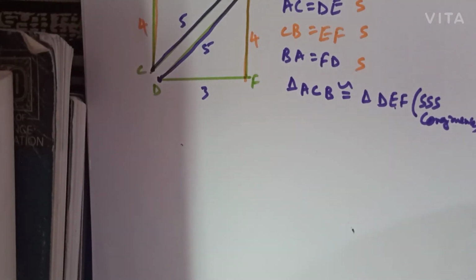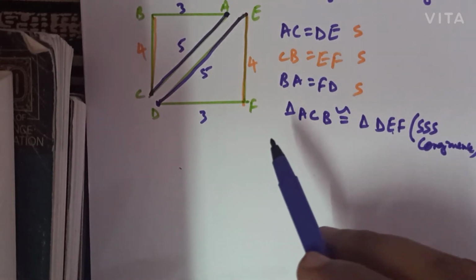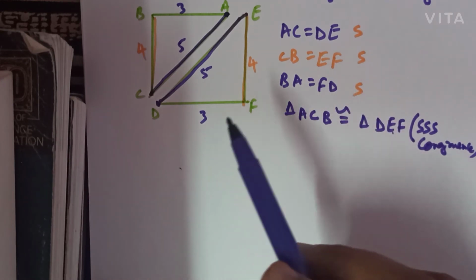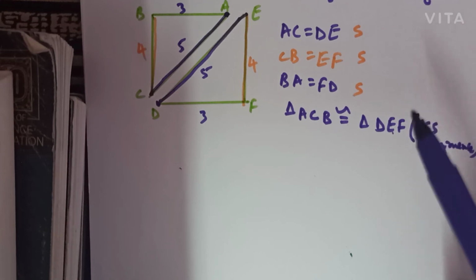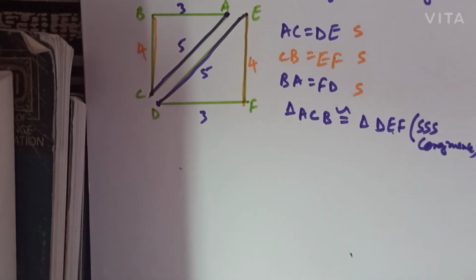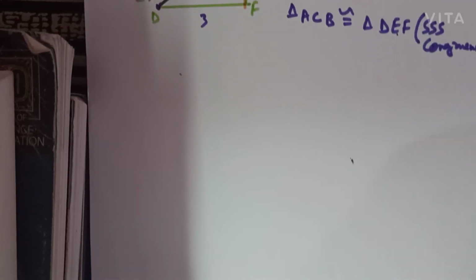Now you may also think that if in two triangles three sides are equal, then what about if the three angles of one triangle are equal to the three angles of the other triangle? Then will the two triangles be congruent? The answer to this question will be no.